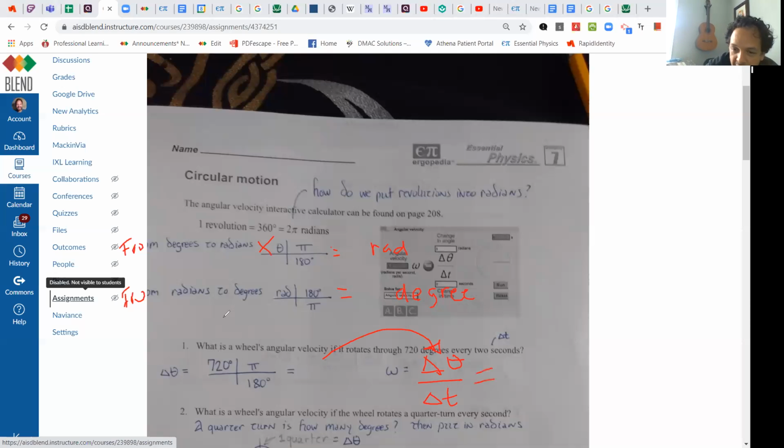Whatever you get, you'll put it in a square. Make sure you highlight your answer. So that's how you do the first one. I would like it if you use the GUESS method. Write down what's given: they gave us 720 degrees, but we need to convert it, and they gave us 2 seconds. What's the unknown? They don't know what w is. Then you substitute, put in your numbers, and solve it. So that's how you get through the whole problem.